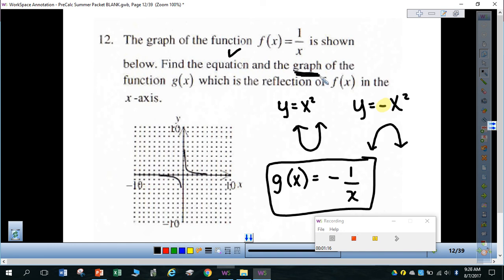And then for the graph, let me switch colors here. We're just going to show each part. So let's start on this side. If we think about folding our paper in half over the x-axis, if it flips over, it's going to look like this on that side. And this part, when it gets reflected over, it'll go like this. So the red line would be the graph of g of x.